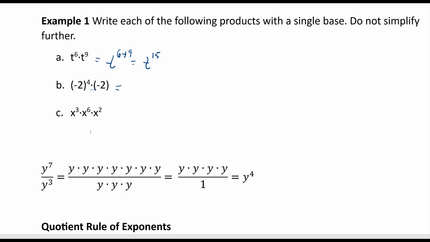So here we have negative 2 to the 4th times negative 2. There's no power showing, so that's to the 1 power. So that's going to be negative 2 to the 4 plus 1, which is negative 2 to the 5. And I have to keep those parentheses because it means something different if we don't have them. Now we have x to the 3rd times x to the 6th times x to the 2. So that's going to be x to the 3 plus 6 plus 2, or x to the 11th.